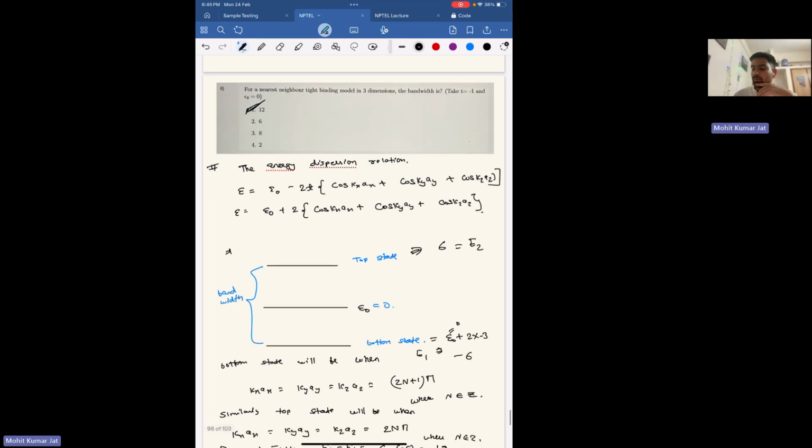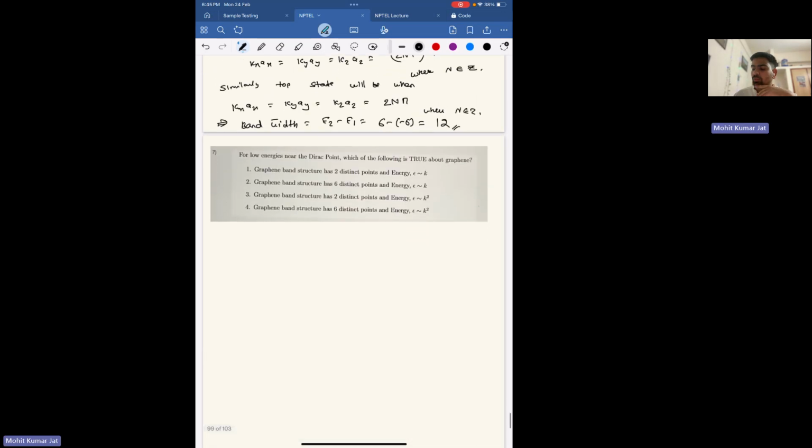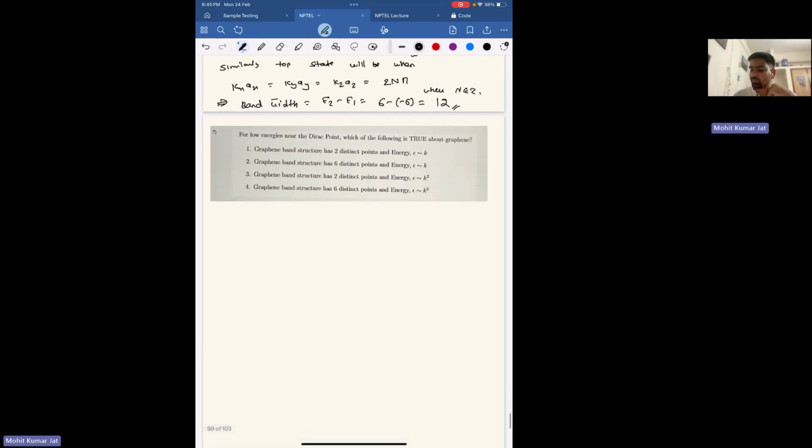Okay, so this is the problem. Now moving on to problem number 7, that for low energies near the Dirac point, which of the following is true about graphene? Okay, so the problem is about graphene. So we know that graphene lattice is something like this.